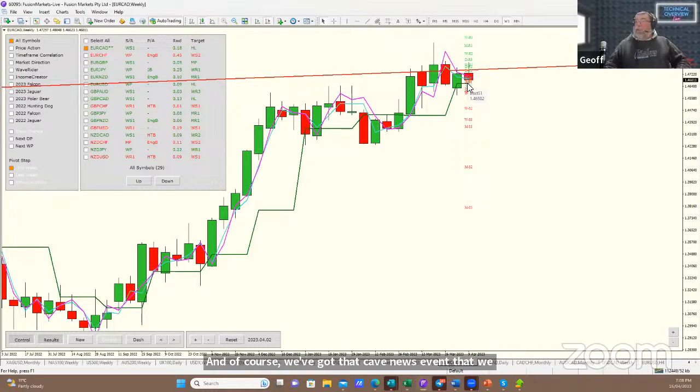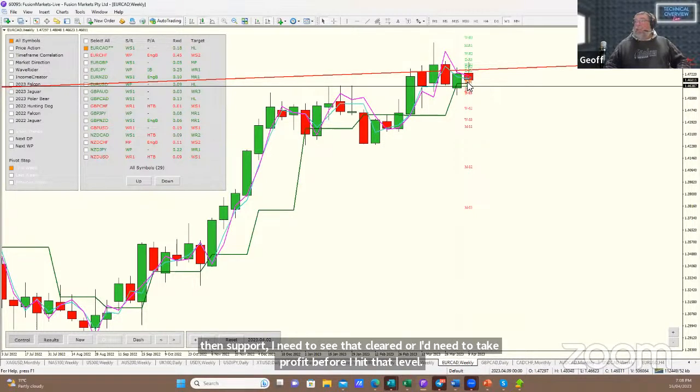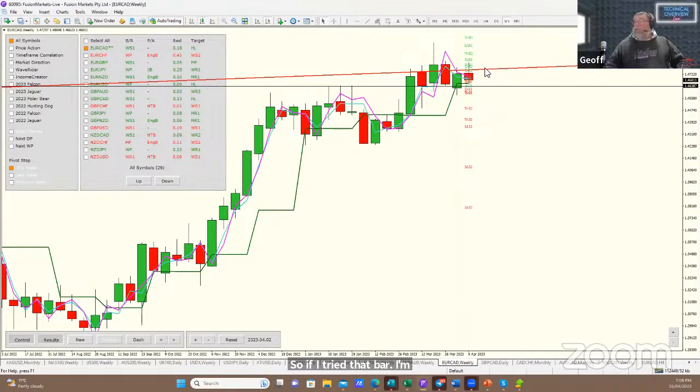So what I propose to do is wait till that monthly pivot, indeed that support level, which is pretty clear to me. It's through here, right, where it's been resistance and support. I need to see that cleared, or I'd need to take profit before I hit that level. So if I trade that bar, I'm trading straight into the support level, and the chances of this bouncing and giving me a really rough time are high. So I wouldn't take that trade per se.